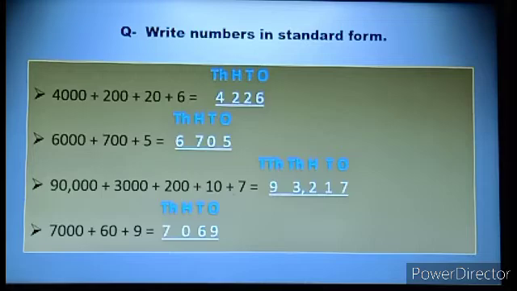If you don't know how to write it, write the places first and then you can write the standard form. In the 1000 place you write 4, in the 100 place 200, that means you write 2, in the tens place 20, so you write 2, and in the ones place 6. So your number becomes 4226.